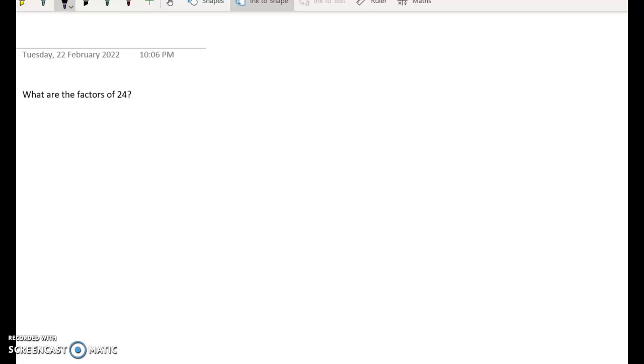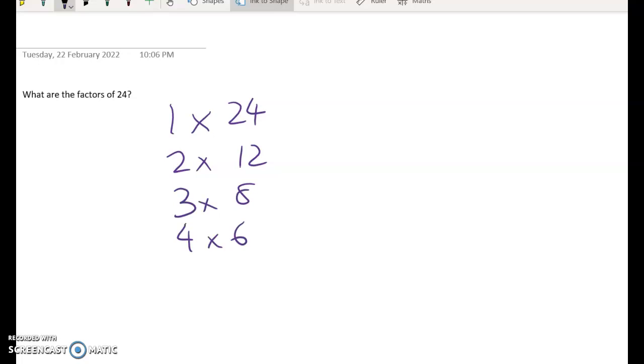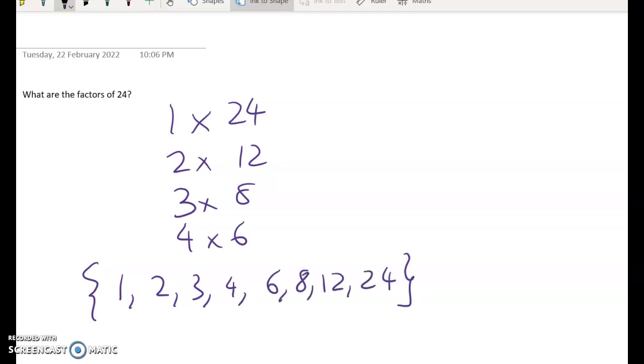So factors of 24, we've got 1 times 24, 2 12s, 3 8s, and 4 6s. All of those equal 24. So the factors of 24 are 1, 2, 3, 4, 6, 8, 12, and 24 itself, right? So don't forget that the last one, 1 and 24.